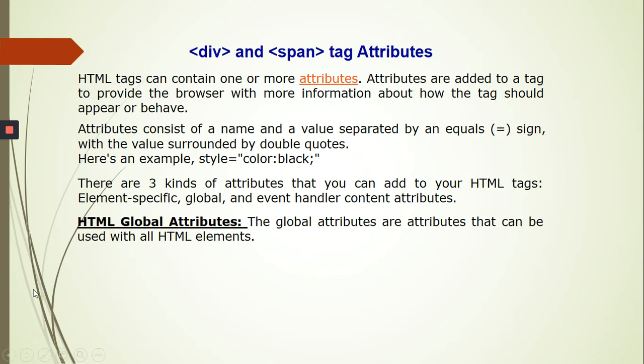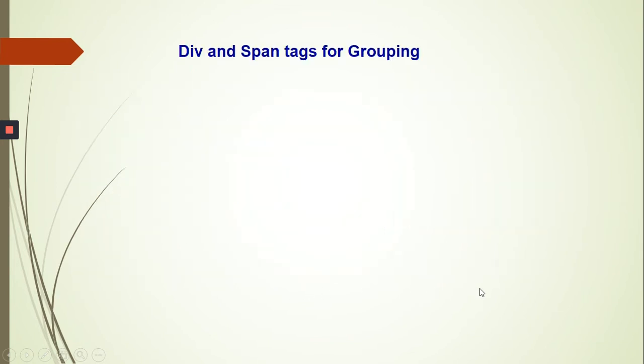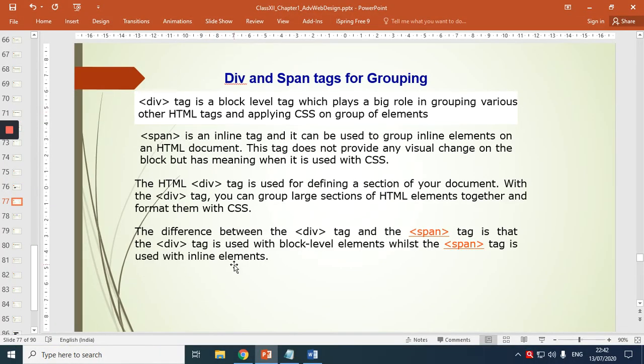See, I have explained here HTML global attributes. These are attributes that can be used with all HTML elements. And one of its examples is the style attribute. And what are global events? It has the ability to let events trigger actions, like starting a JavaScript when a user clicks on an element. Okay. So instead of going to the theoretical part, I hope we have understood at least an introduction to what we are going to see today.